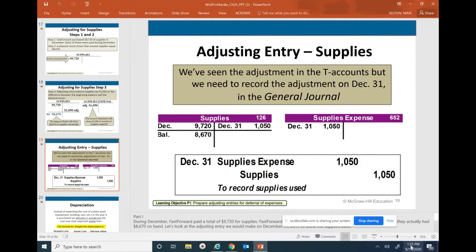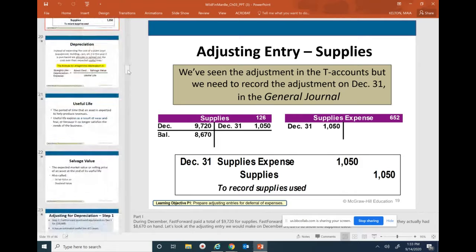Actually, at this point, I'm going to say that most of the problems that we work will be done on Wednesday, which will give you a little bit of time to read about adjusting journal entries and be able to understand the problems we work a little better.